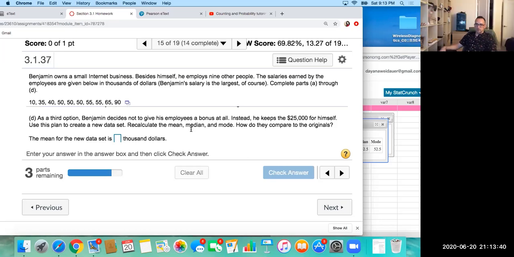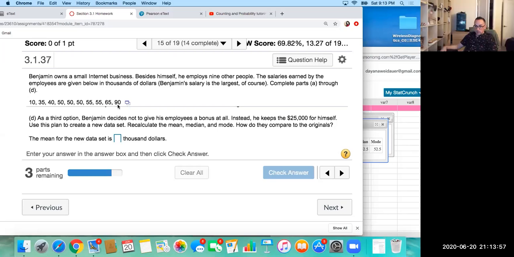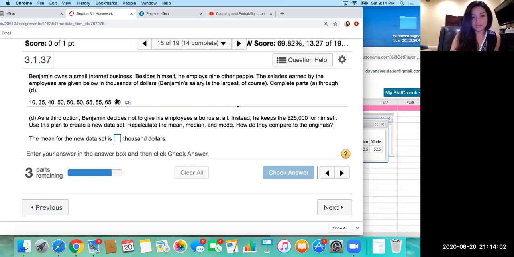Benjamin decides not to give his employees a bonus at all. Instead, he keeps the 25,000 for himself. Use this plan to create a new data set. And according to the original question, he's the one that makes the most. Oh, so just add 25,000. 25 to 90, yeah. Right.